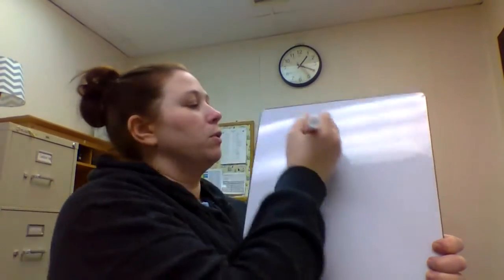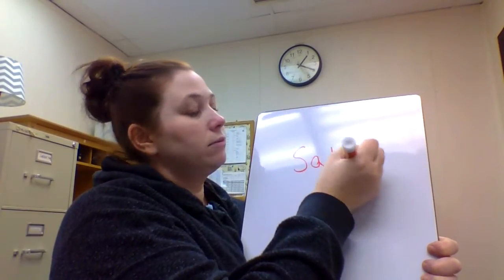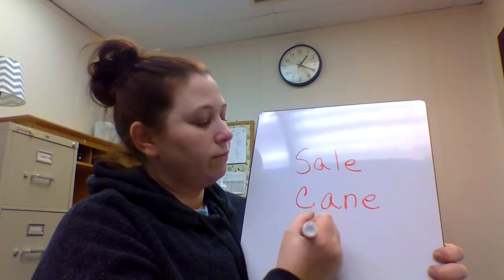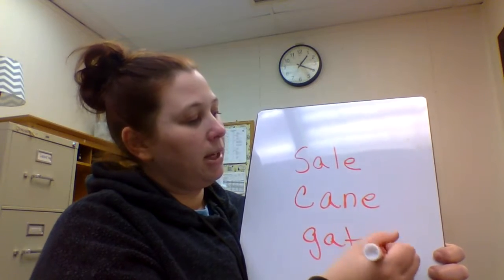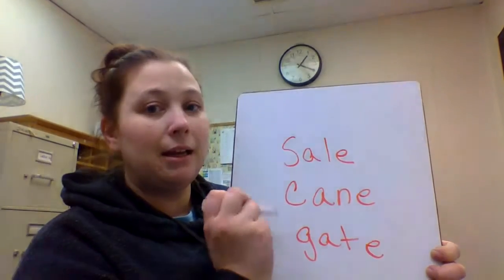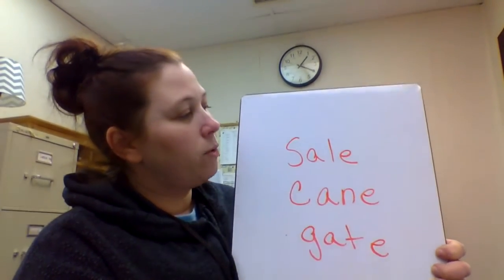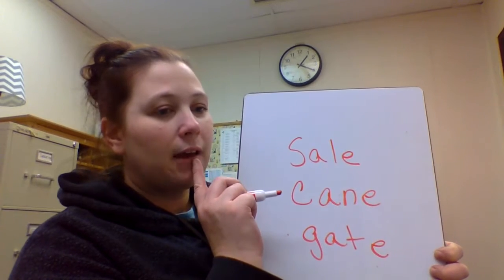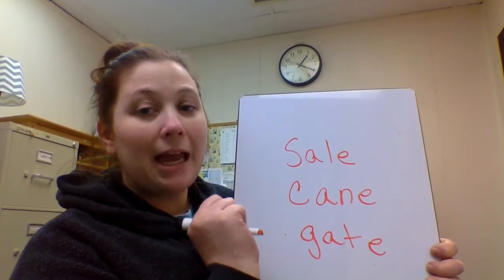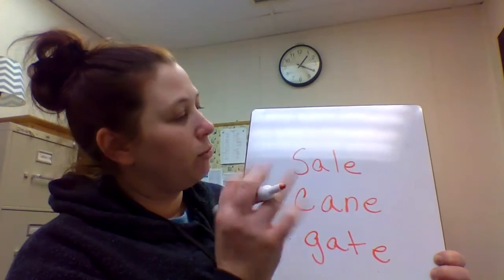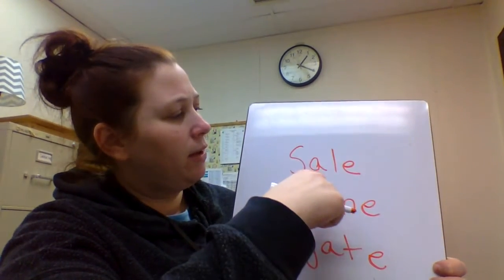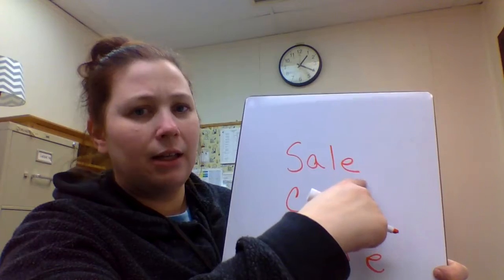All right, let's look at these words. Let's say them together. Sail, cane, gate. What do we notice about all these words? Sail, cane, gate. Our A makes that long A sound in all of those words. What other pattern do we see? We don't have the same consonant, but we always have A, then a consonant, then E.